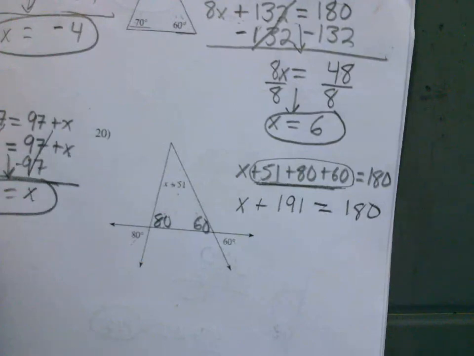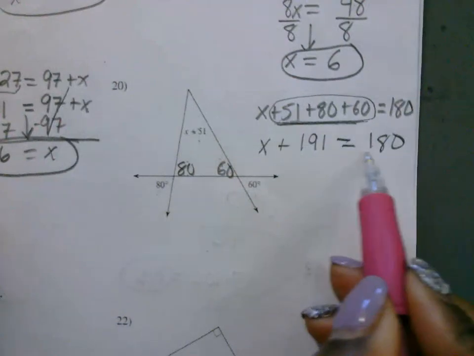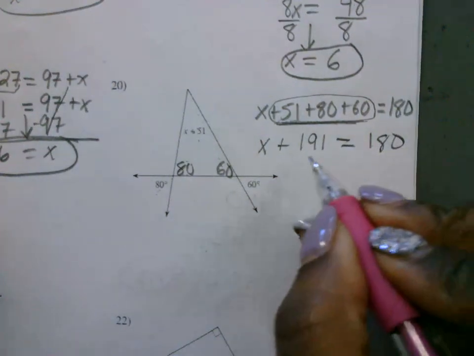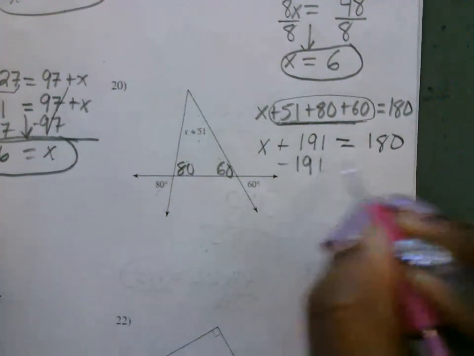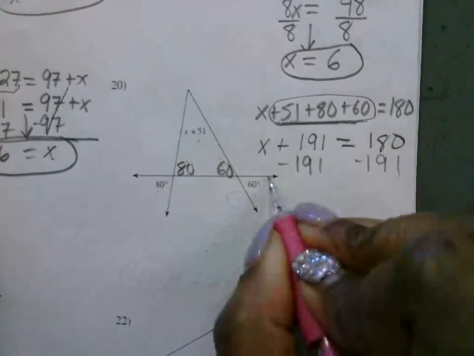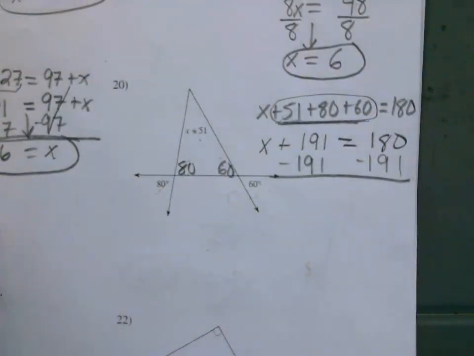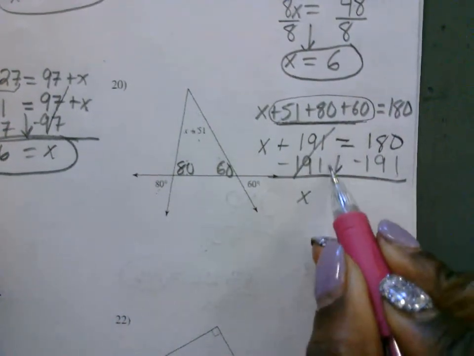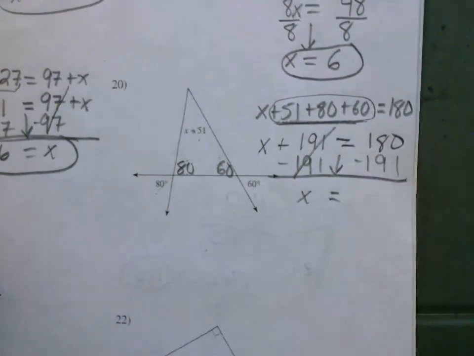Now we're going to get x by itself. What do we do to get x by itself here? What are we going to do to isolate x to find the answer? Very good. Subtract 191 from both sides. This gives me 0, and I'm left with x is equal to 180 minus 191. Type that in if you don't remember how to do it.